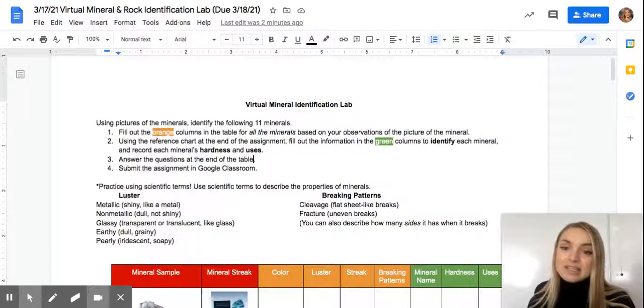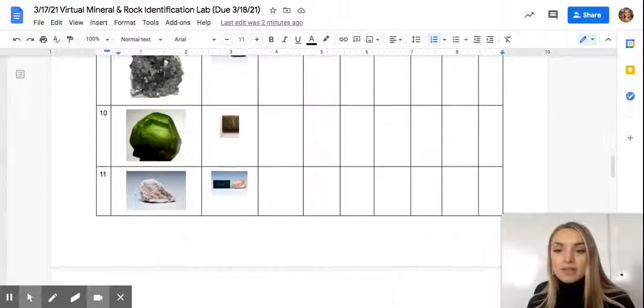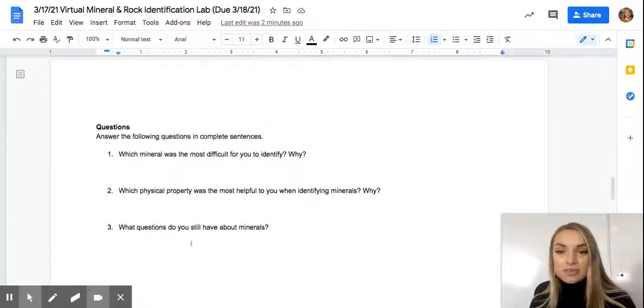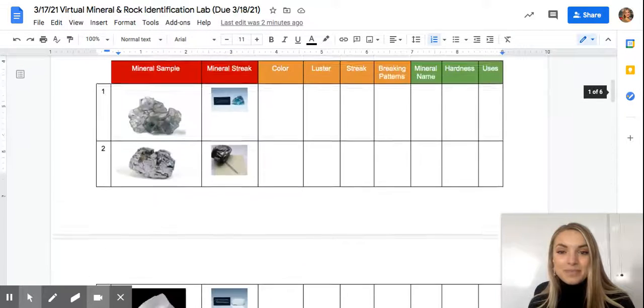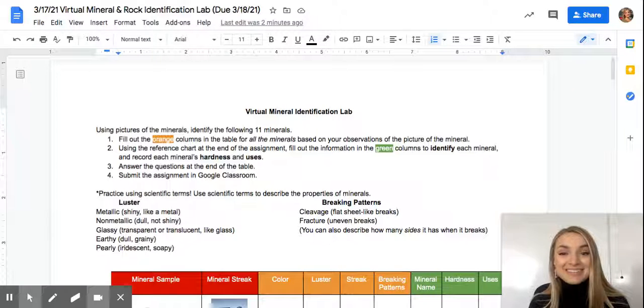Step 3 is to answer the questions at the end of the table. So if we go back down to the end of our table here, there are 3 questions for you to answer. Please answer them in complete sentences. And once you have answered the questions, then you can submit the assignment in Google Classroom, and then you're done with your work before spring break.